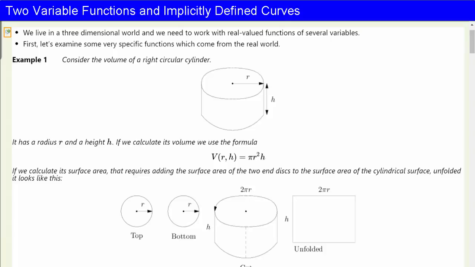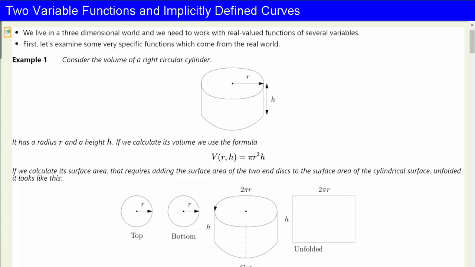It's now time for us to start dealing with more realistic functions, that is, functions closer to real-world applications. Our world is three-dimensional, and in fact, if you're doing relativity theory, then your world is four-dimensional space-time. So we need to work with real-valued functions of several variables.